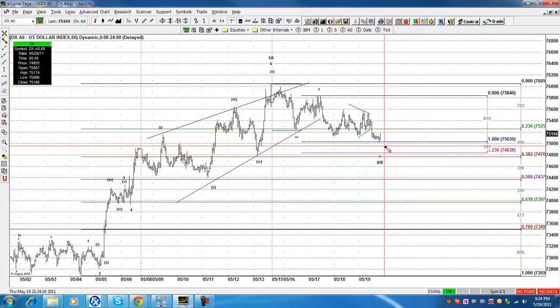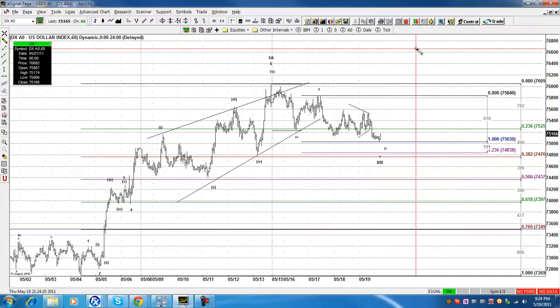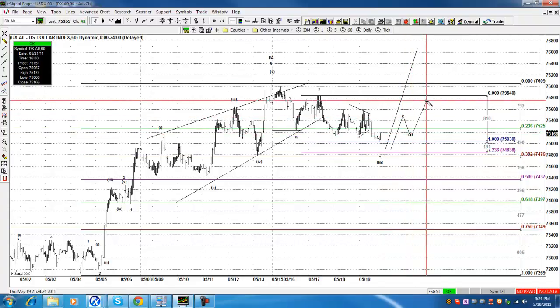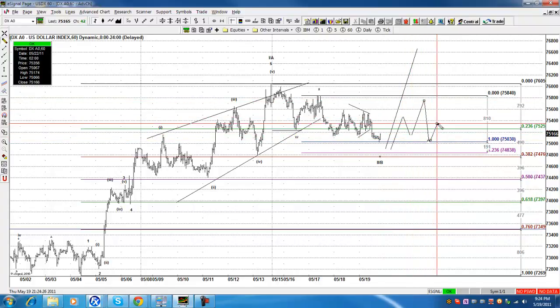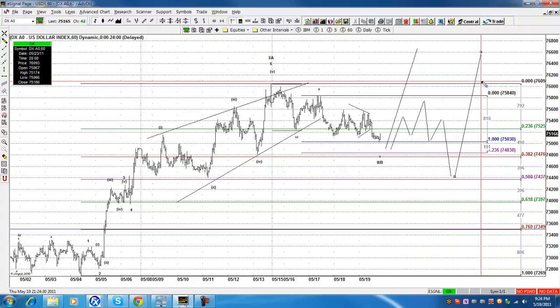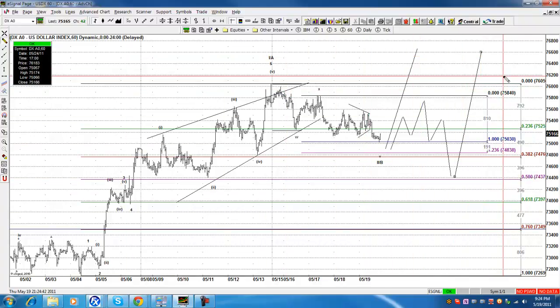Now what we can expect are two moves from here: either this move higher, or a minimum of three waves out and then another zigzag lower before the move higher. That's what we should expect, either one of those two moves, nothing else. This is a 5-wave move, and this is what we see overall in the market.